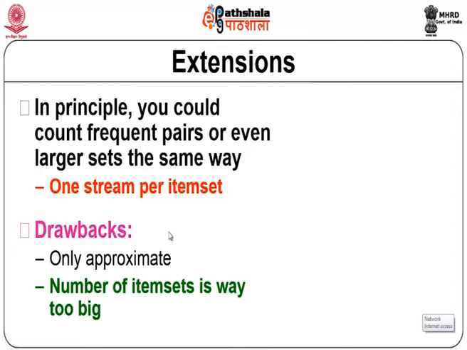So you can always have one item set per bucket and the corresponding count. But the drawback is, if the number of item sets that you are considering is going to be too large, then you may not be in a position to understand this.